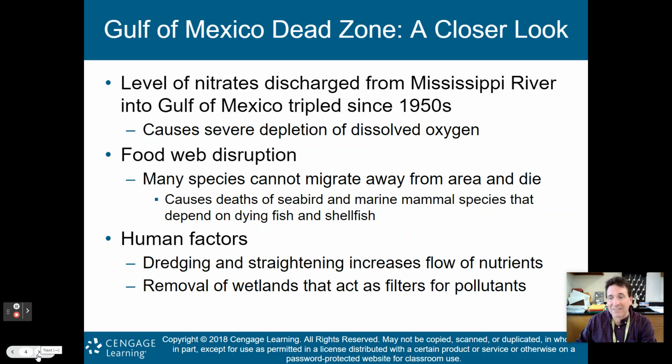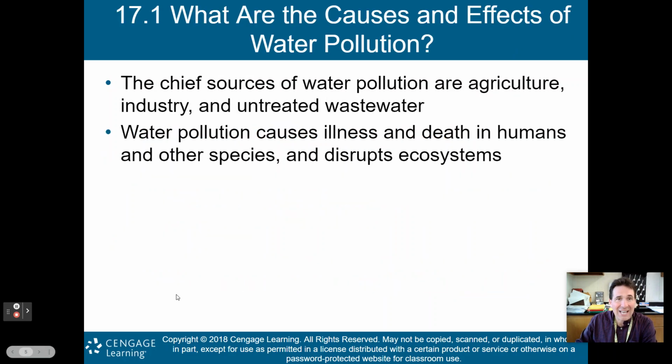So we're seeing this not only in the Gulf of Mexico, but in many other areas, these dead zones that are popping up. So what are the causes and effects of water pollution? Well, the chief sources of water pollution are agriculture, industry, and untreated wastewater. That would be wastewater from industry or maybe even human waste. Water pollution causes illness and death in humans and other species.